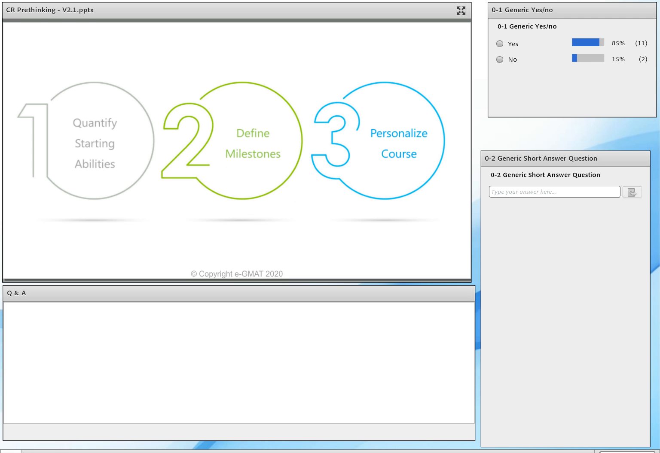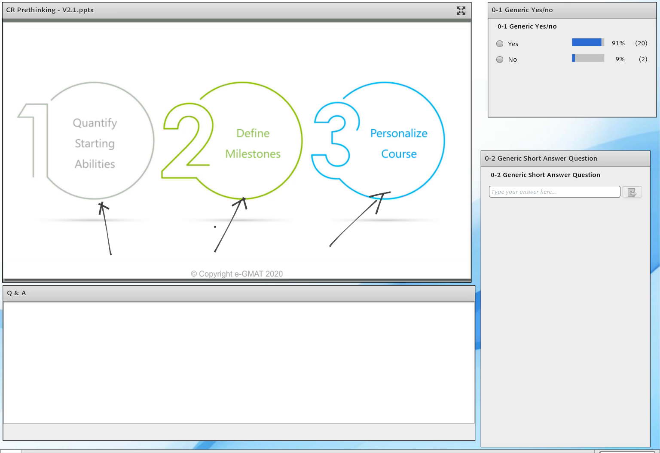That's good. Okay, so at e-GMAT, when you think about building your study plan, you do it in 3 steps. In fact, if you go to our homepage, you can see about 4 case studies where we show the actual study plans. The first step is you figure out what your strengths and weaknesses are, which is what we call quantifying your starting abilities. Then you define the milestones that will get you to your target GMAT score in an optimized manner. And then you make sure that you learn the right things.